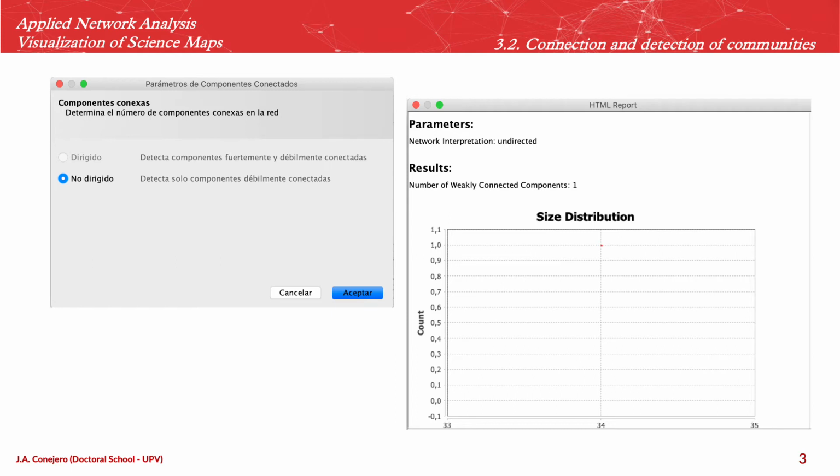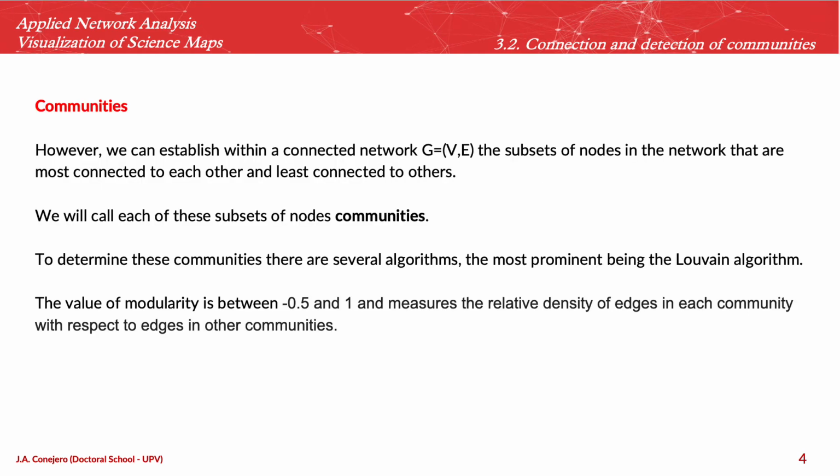Apart from considering connectivity, what we can study are the communities, and communities are subsets of a network which are more connected among themselves and less connected to other nodes or other subsets. Each one of these subsets of nodes we call a community, and we will introduce a measure in order to see to which point we consider that the nodes are connected among them with respect to the others.